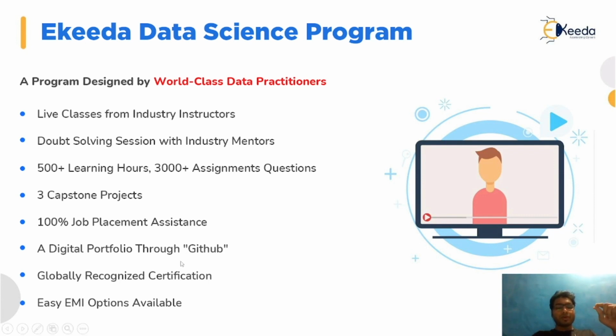Then a digital portfolio through GitHub. I don't think many people will know what GitHub actually is. Similar to your Facebook account, which is your social media identity, GitHub is a platform where you can also create an account, and whatever tasks you have done in the field of data science, you can showcase your work on that platform. That is called a digital portfolio. So in GitHub you can maintain your tasks and that will work as your digital portfolio, showing that you are an expert in this particular field.